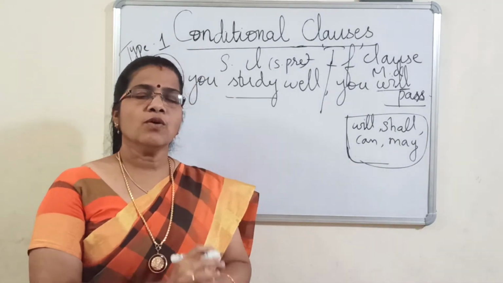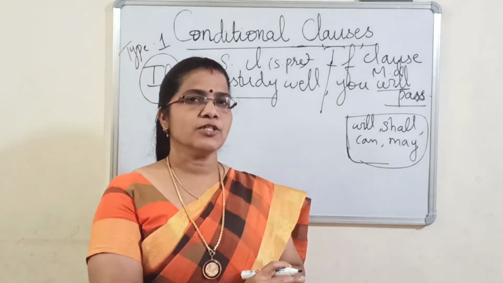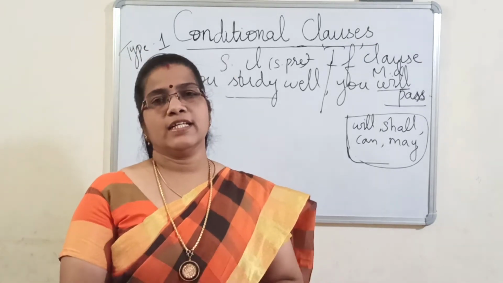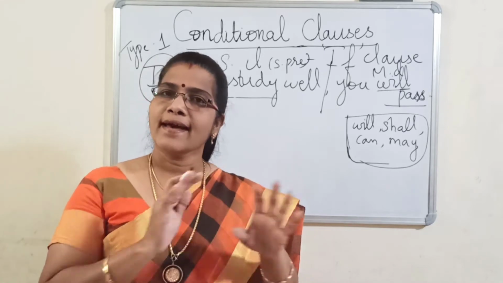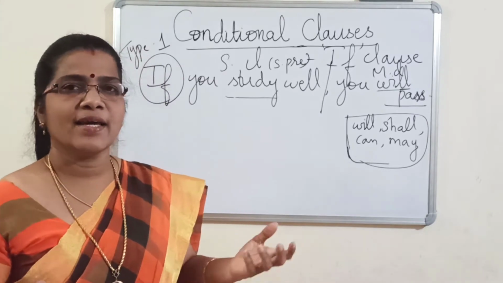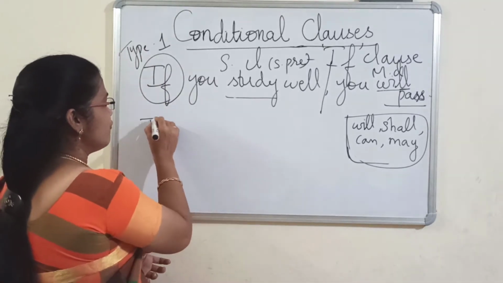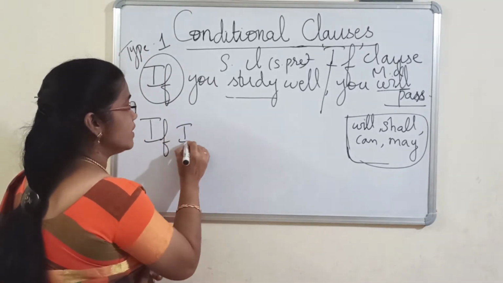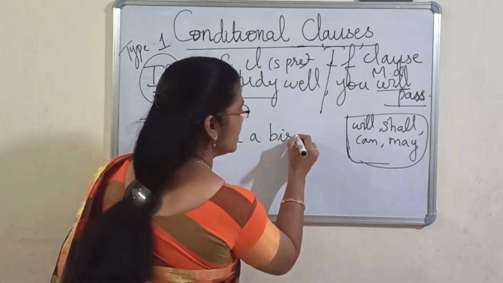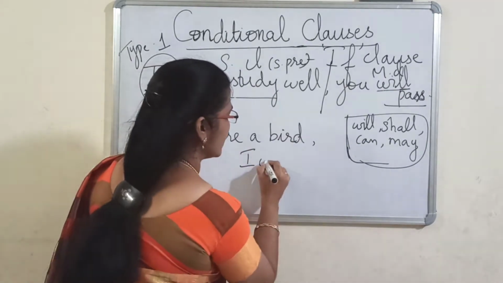Now, you can also speak about another condition, that is unreal or hypothetical condition, which is not likely to happen at all. So, I may use sentences like, if I were a bird, I would fly.